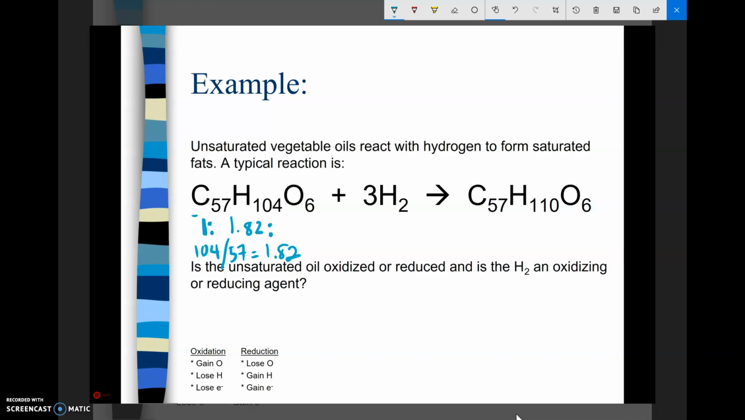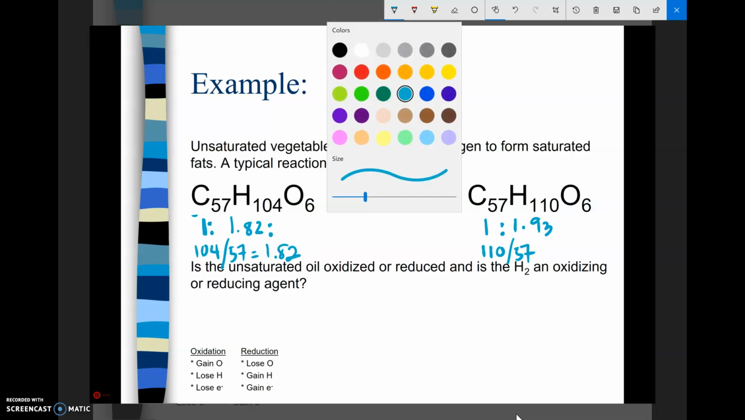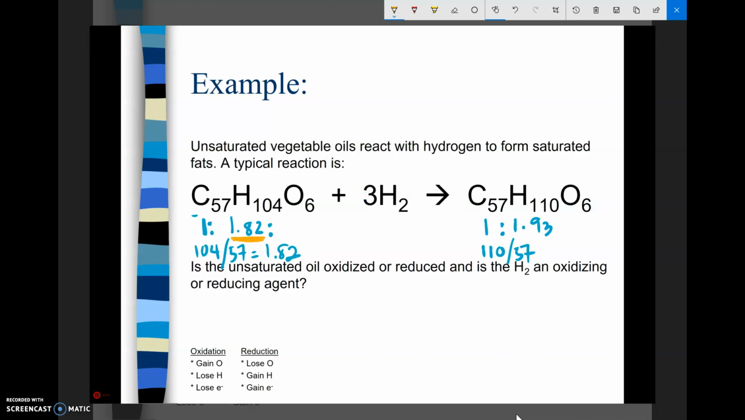Then let's go to the other side. Again, we're going to do 1 for the carbon. And this time we're going to do 110 hydrogens divided by 57. And when we do that, the ratio rounds to 1.93. Okay, so for every 1 carbon, we have 1.93 hydrogen. So now let's look at this viewpoint. If we look at this viewpoint, 1.82 and 1.93, this actually shows that we've gained hydrogen. If we gain hydrogen, that shows reduction.